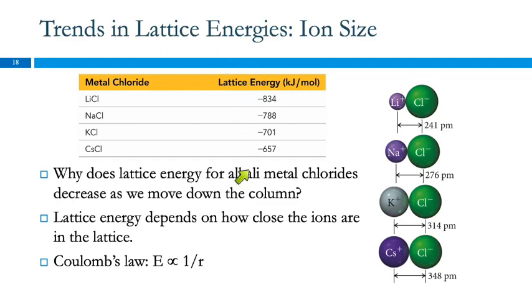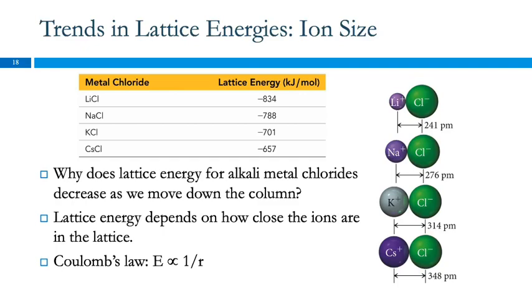These are the lattice energies for when lithium and chloride come together from ions in the gas state to form the solid. So this one gives off the most energy, 834 kilojoules, 788, 701, 657. So there's a trend here, right? As we're going down this group, the lattice energy is getting smaller.